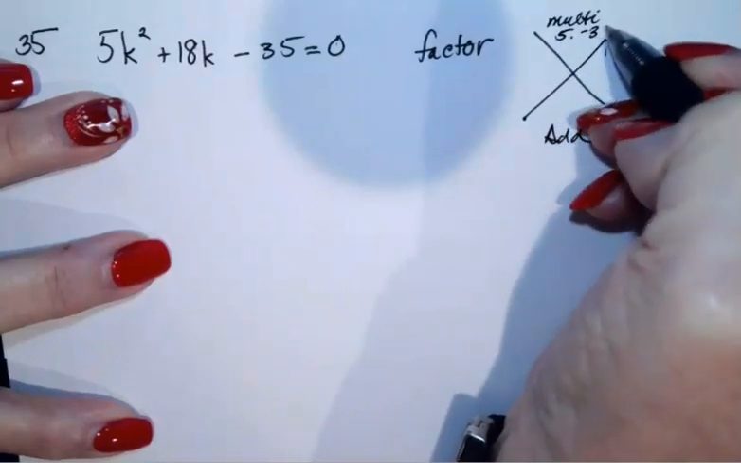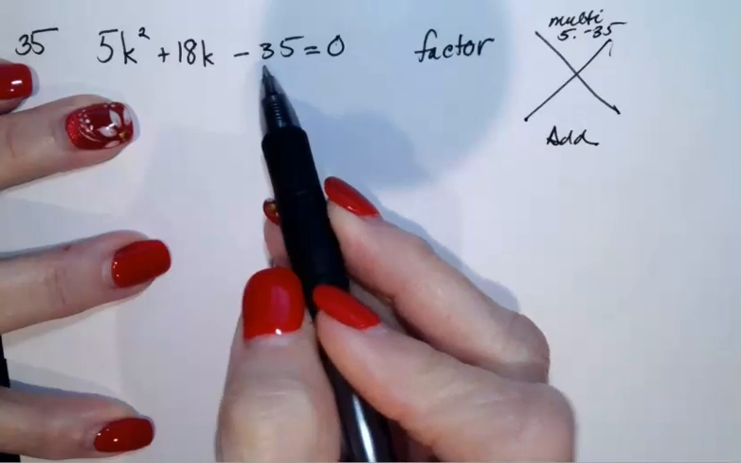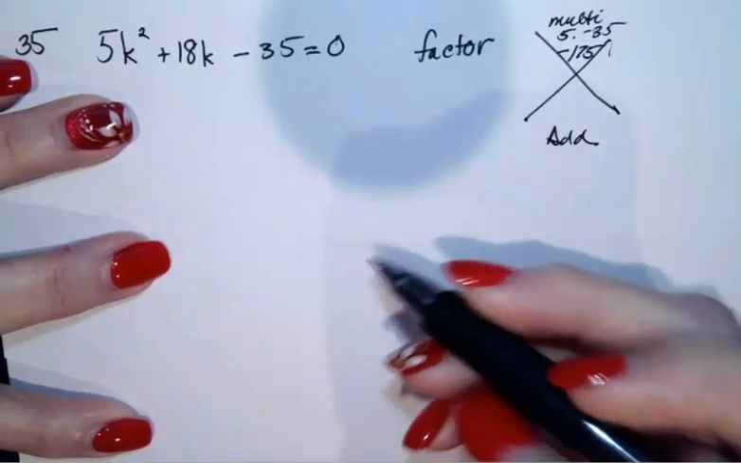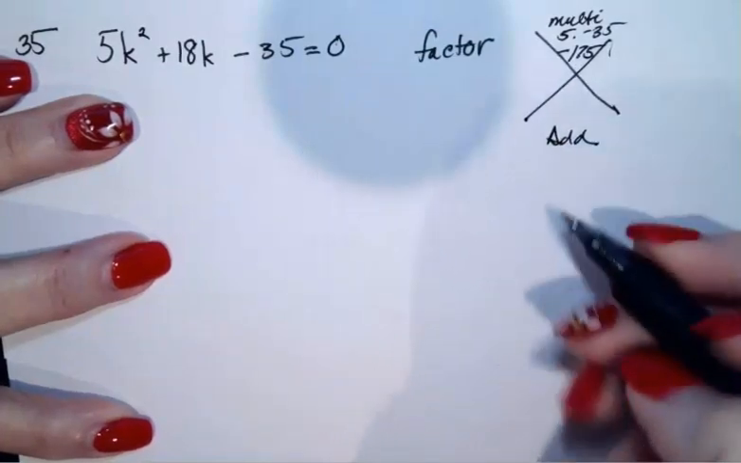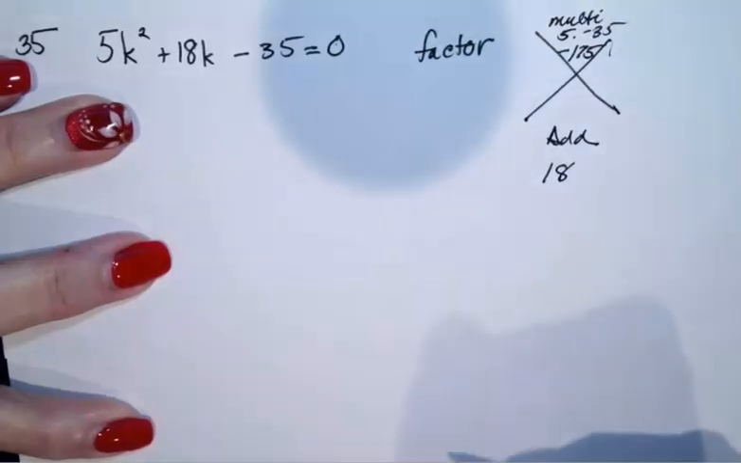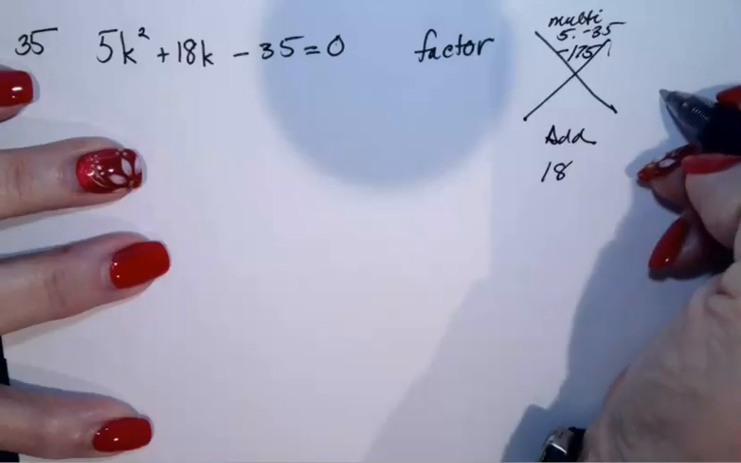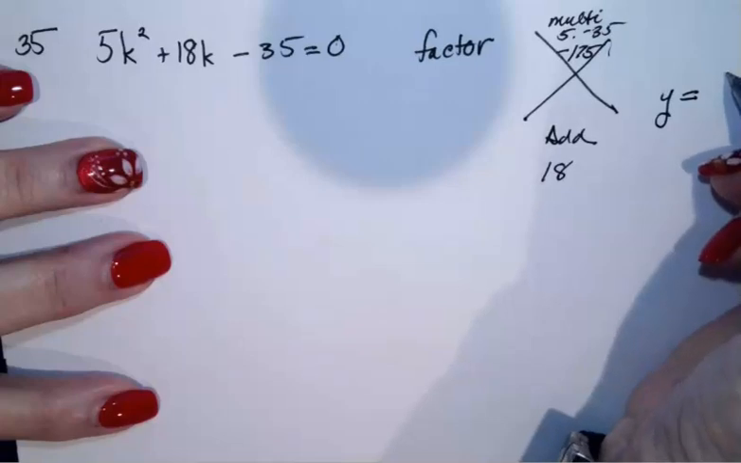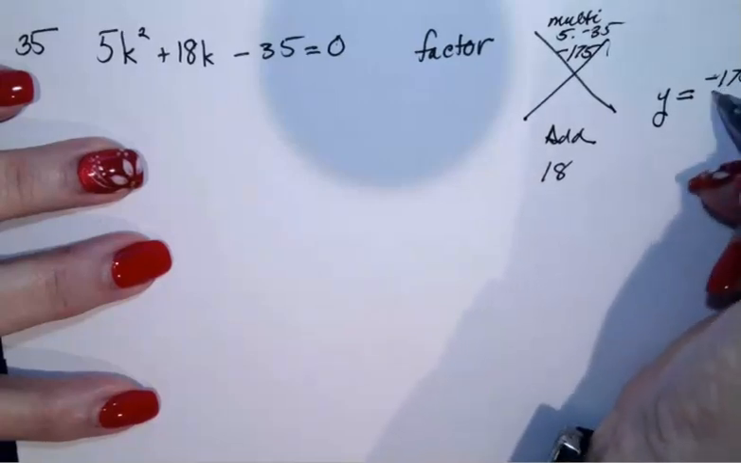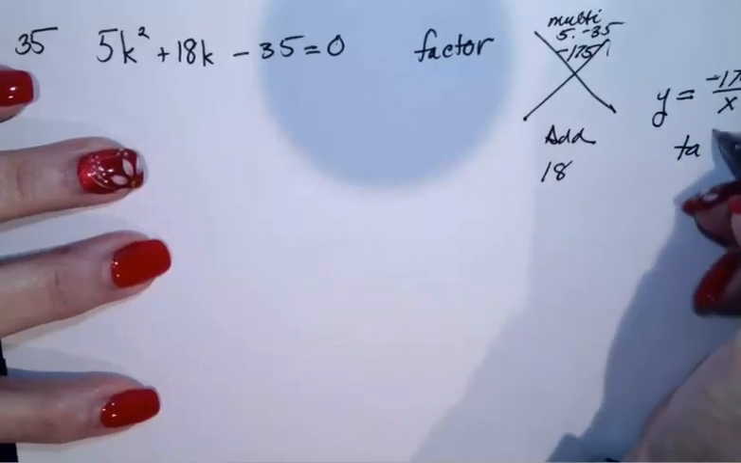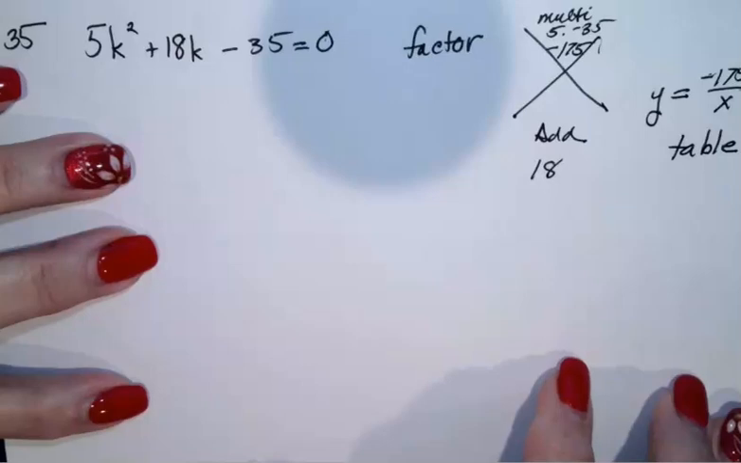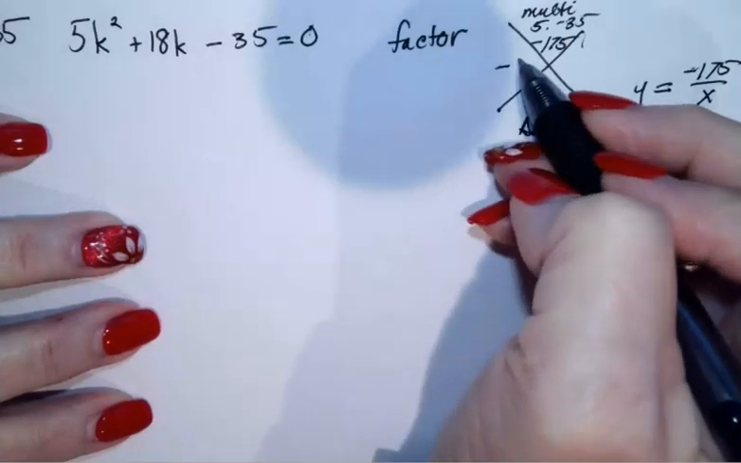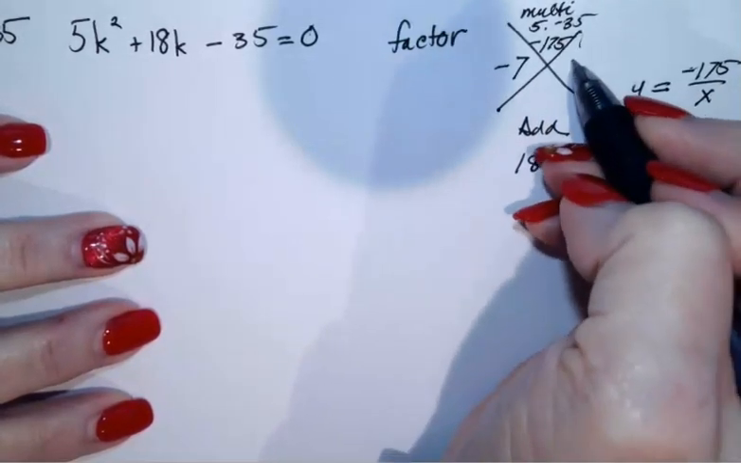All right, we're going to multiply 5 times negative 35. Do you see that? 5 times negative 35. And we're going to get negative 175. So we need something that multiplies to negative 175 and adds to 18. Now, if you remember correctly, I told you the easiest way to do this is go to y equals. In your calculator, put negative 175 divided by x and look at the table. And that will give you a lot of options on what you can do. The two numbers are negative 7 and 25.